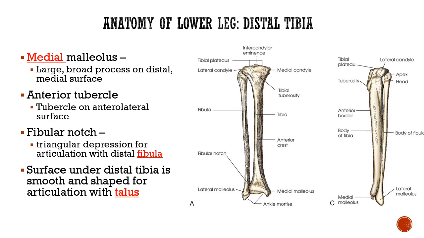On the distal tibia, we have what's referred to as the medial malleolus. It is a large, broad process, actually club-shaped technically, on the distal medial surface. We have an anterior tubercle, which is in a different picture, on the anterior lateral surface. And then we have the fibular notch, which is a triangular depression for articulation with the distal fibula. The surface under the distal tibia is smooth and shaped for the articulation with the talus.